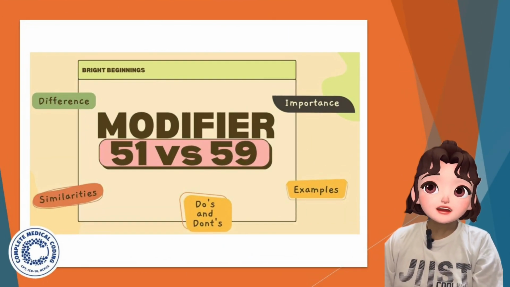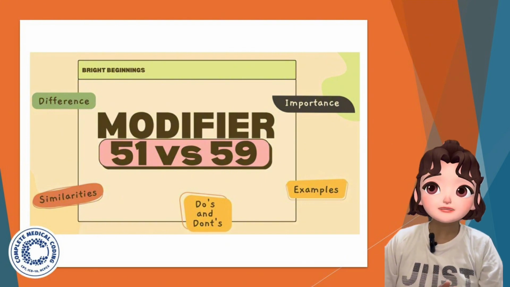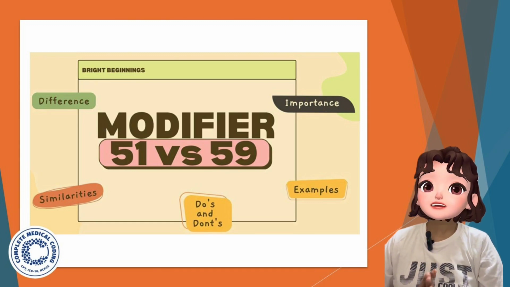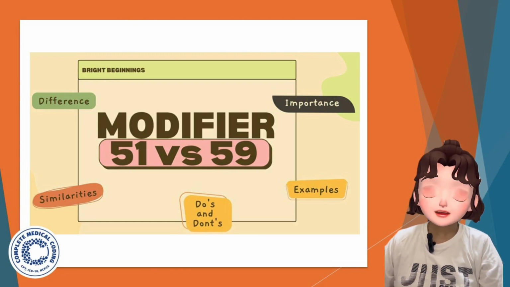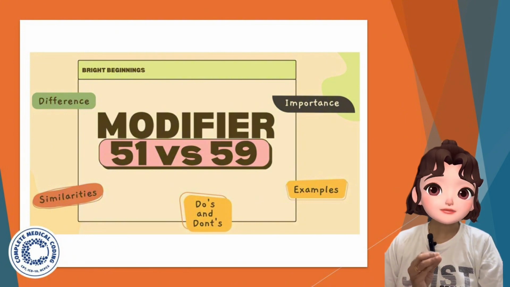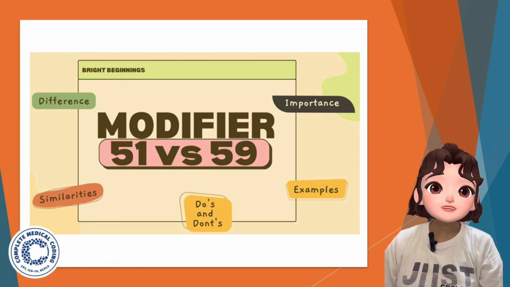So, what is modifier 51 and what is modifier 59? Modifier 51 versus 59. What are the similarities? What are the differences? What are the do's and don'ts? What is the importance of using 51 and the importance of using 59? With some examples, this is what we are going to learn today.